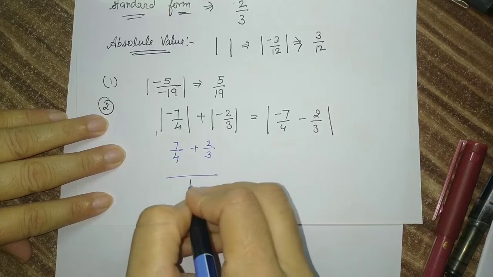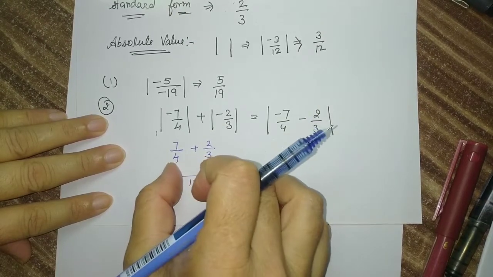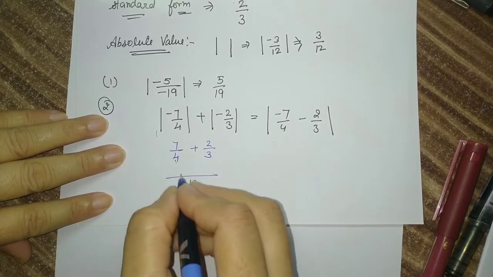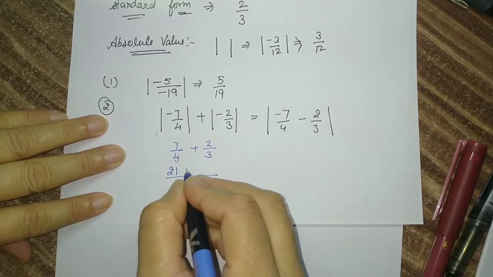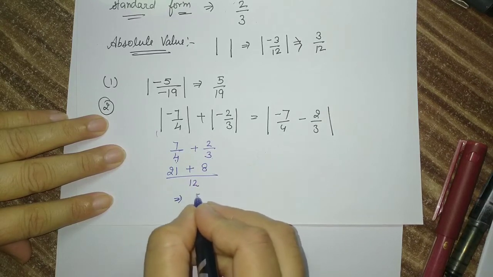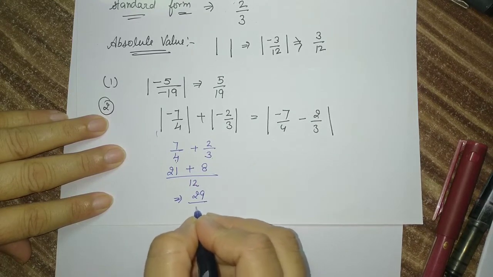The LCM of denominators 4 and 3 is 12. 4 3s are 12, 7 3s are 21. 3 4s are 12, 4 2s are 8. Now from here we get the final answer 29 by 12.